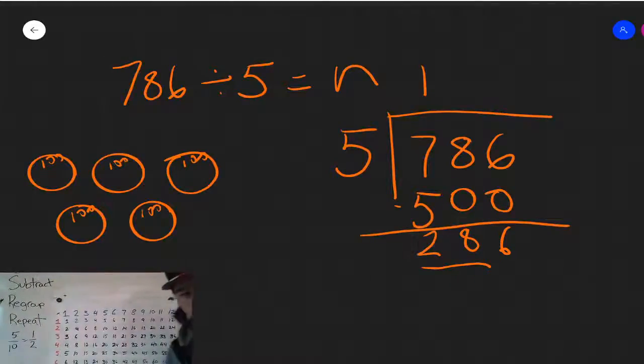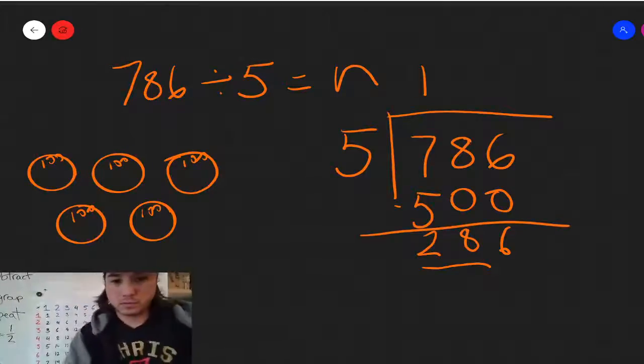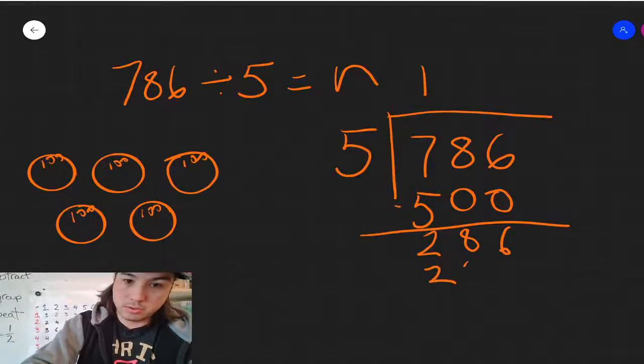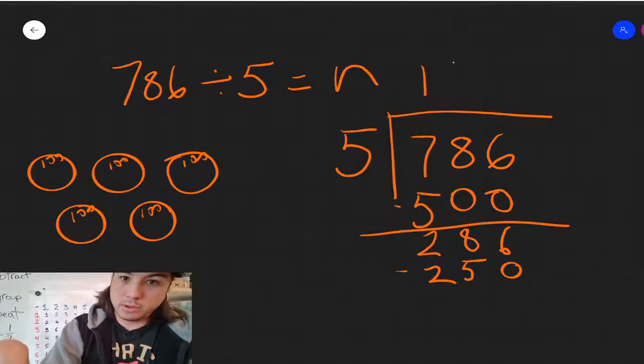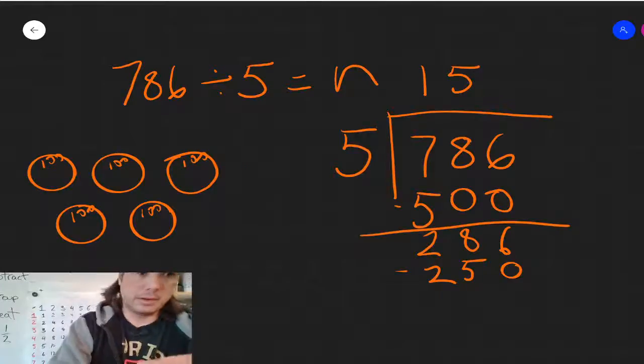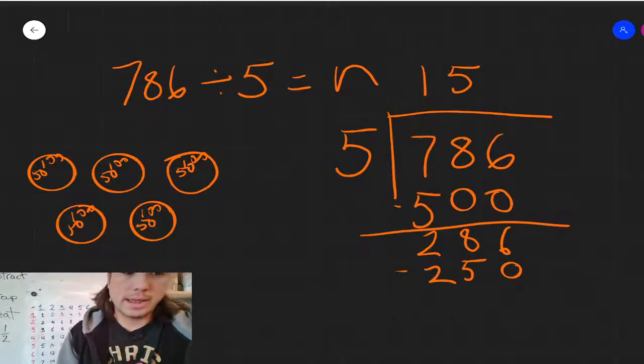If I go down the 5s row, how close can I get to 28 without going over, right? 30 is too much, so I'm going to go back. I know 25 divided by 5 is 5. So I'm going to put my 25 tens down here with a 0, so I don't forget about my 1s. And then 25 divided by 5 is 5 tens, so I'm going to put my 5 up top. Essentially what I've done here is I've taken 5 tens, or 50, and put them in each group. Now I have to subtract so I know what I have left.